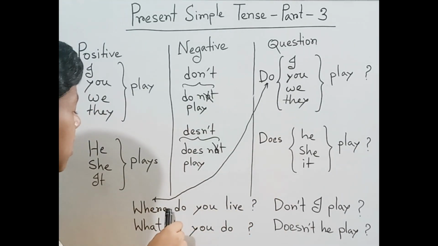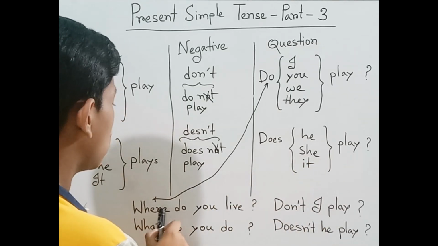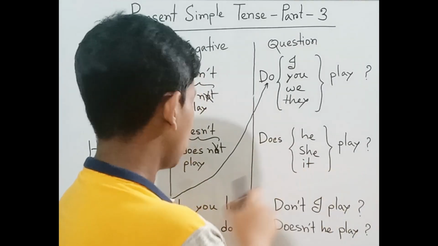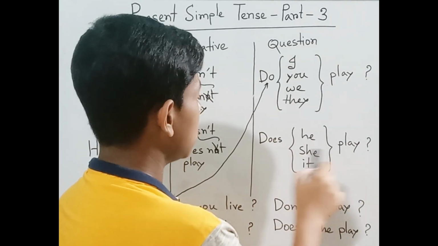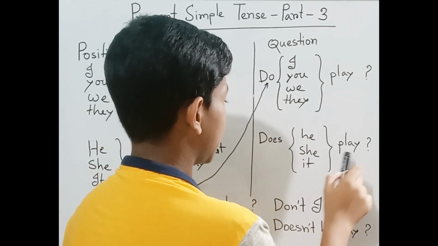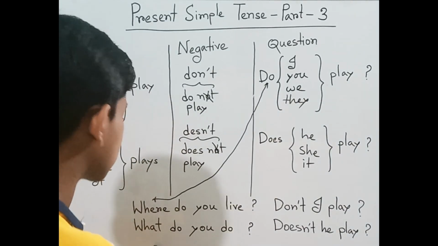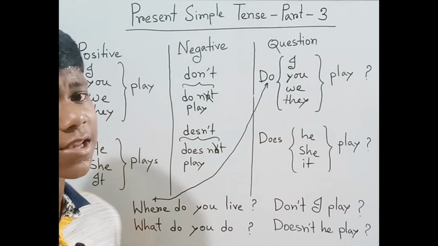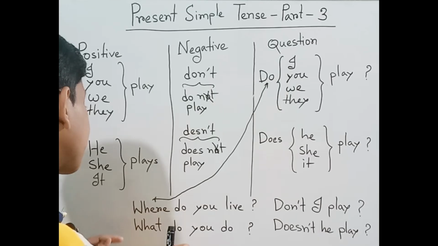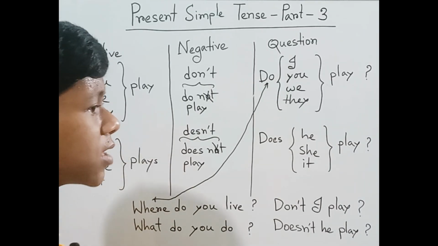So here we can see where does he play? Where does she play? Where does it play? So now we have understood. You can also say it by what. It's the same category like where. We have understood.